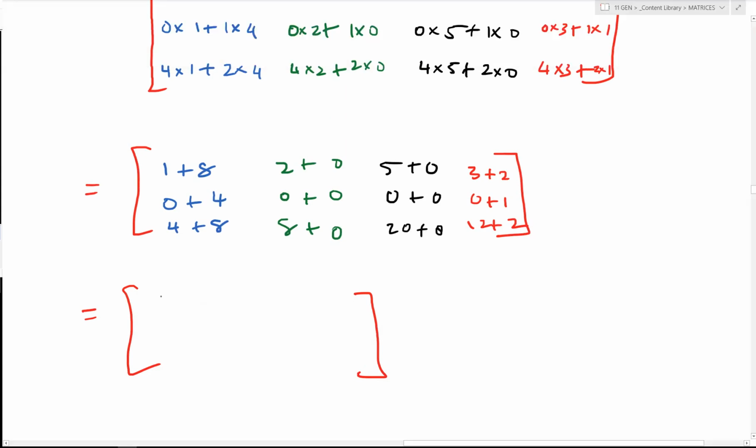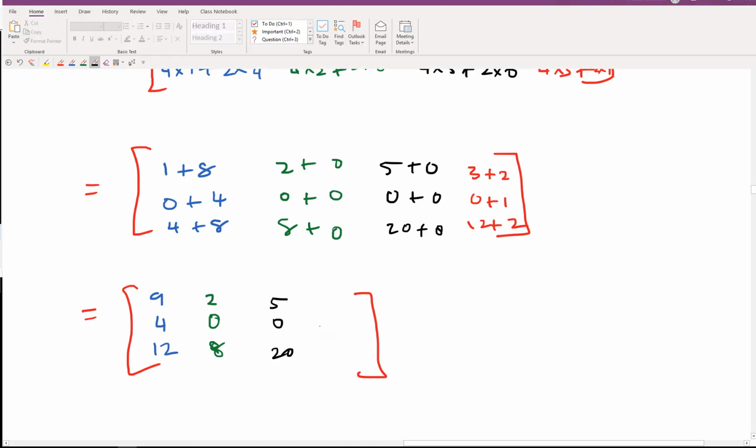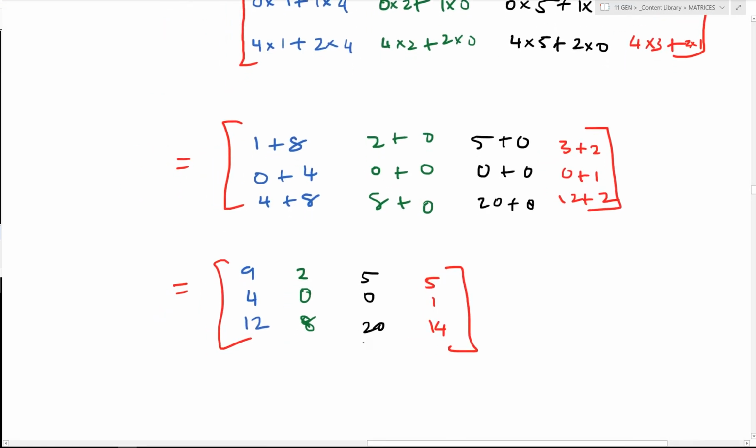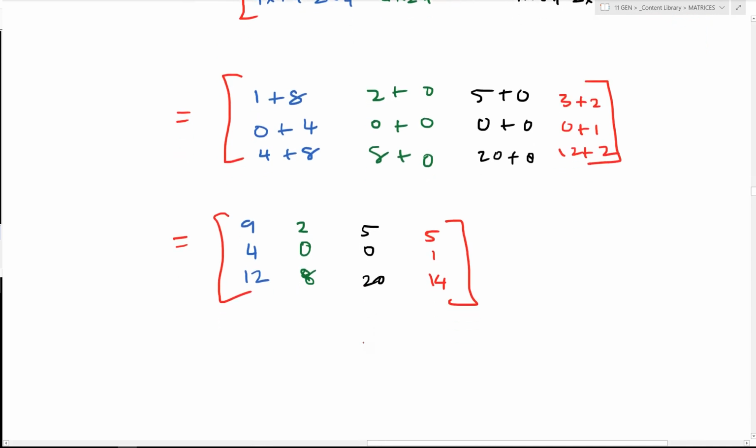Alright, so you've got 8 and 1 make 9, 0 and 4 make 4, 4 and 8 make 12. Second column, 2 by 0, 0 by 0, 0 plus 0, 8 plus 0 is 0. 5 plus 0 is 5, 0 plus 0 makes 0, 20 plus 0 makes 20, and then the last one, 3 plus 2, sorry, 0 plus 1 is 1, 12 plus 2 is 14. And there is my answer for that matrix.